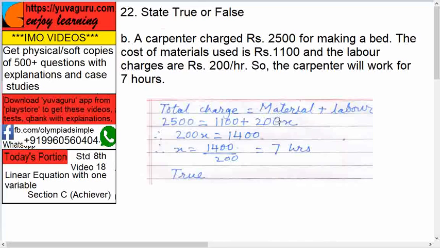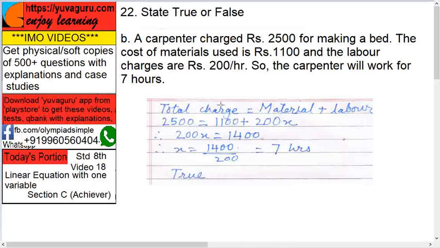So let the carpenter work for X hours. Per hour it is 200, so for X hours it is 200 into X, right? Suppose he has worked for 3 hours, then total charges are 200 into 3, that is 600. Similarly 200 into X is the charge for X hours. So 2500 equals 1100 plus 200X.